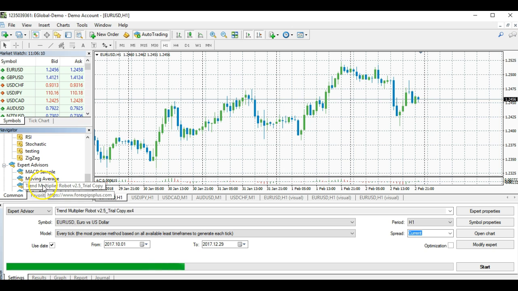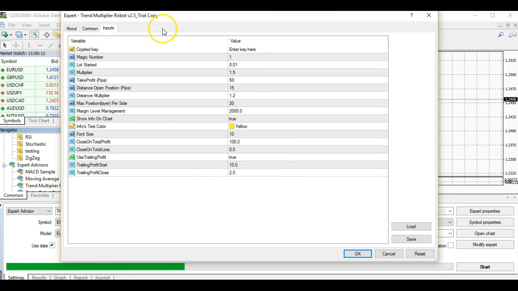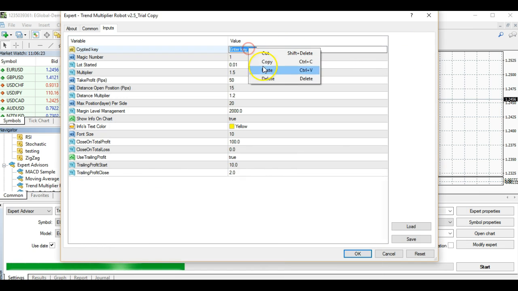All right. So let's say we will drag this, and this EA, this robot, has an encrypted key, so we will be inputting our encrypted key here. The encrypted key is for the purpose of the trial version.